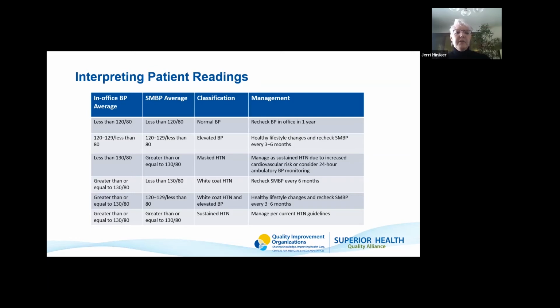And then you could consider a 24-hour ambulatory blood pressure monitoring for a patient such as this. If they're greater than 130/80, recheck again in 6 months. And then you also might want to look at white coat syndrome for someone who is greater than or equal to the 130/80. Again, look at lifestyle changes and recheck them in 3 to 6 months. And then if they're greater than 130/80, make sure you're managing per current hypertension guidelines.